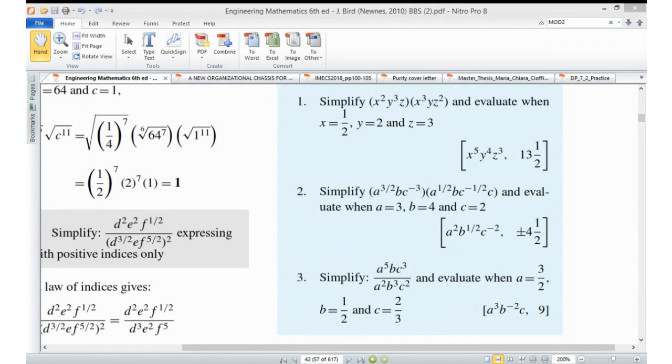The answers are provided there. So once you evaluate, you ensure that you arrive at something similar to the answers provided there.